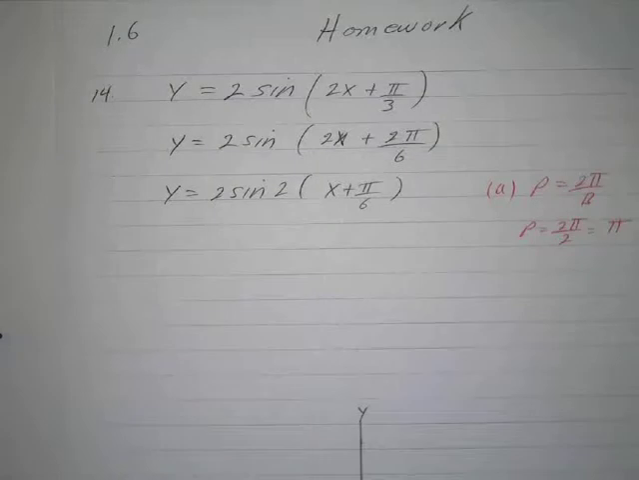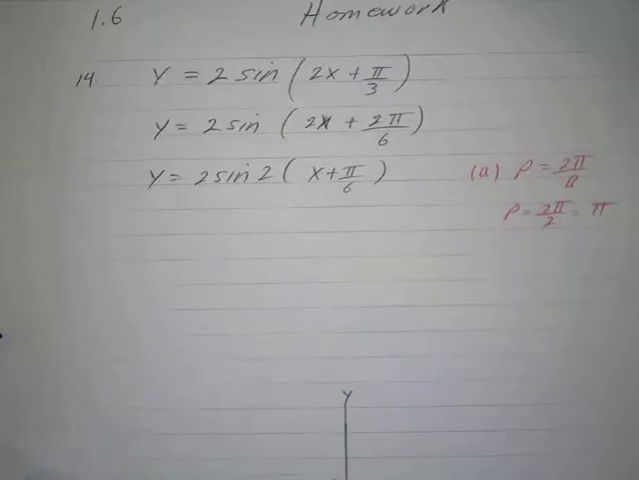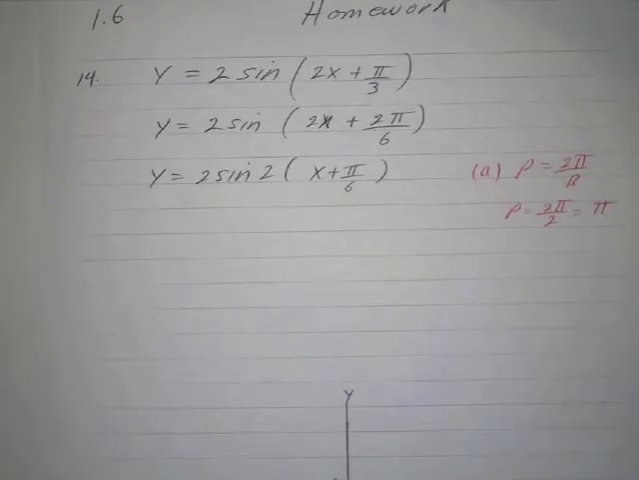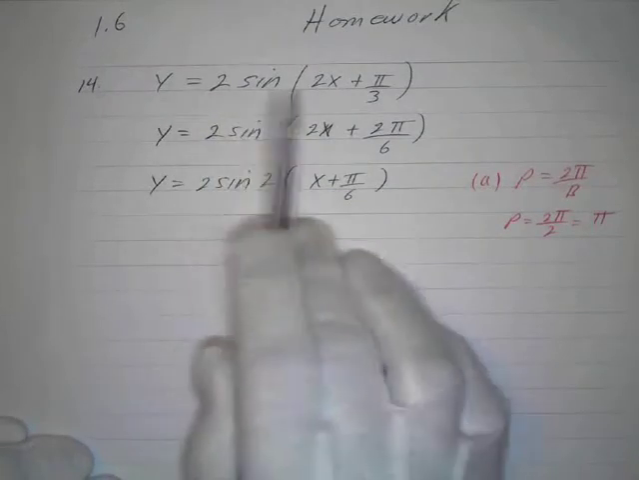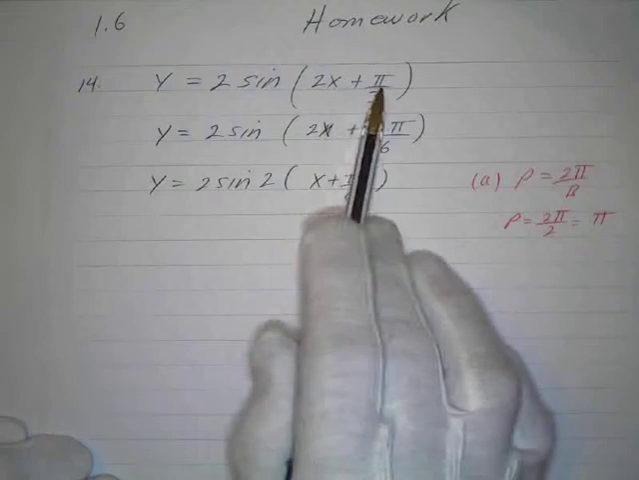Okay, this is 1.6, number 14. I did a little bit of drawing on this because it took me a while to figure out how I was going to do this. Didn't want to waste all your time. So first of all, we have this function y equals 2 sine of 2x plus pi over 3.